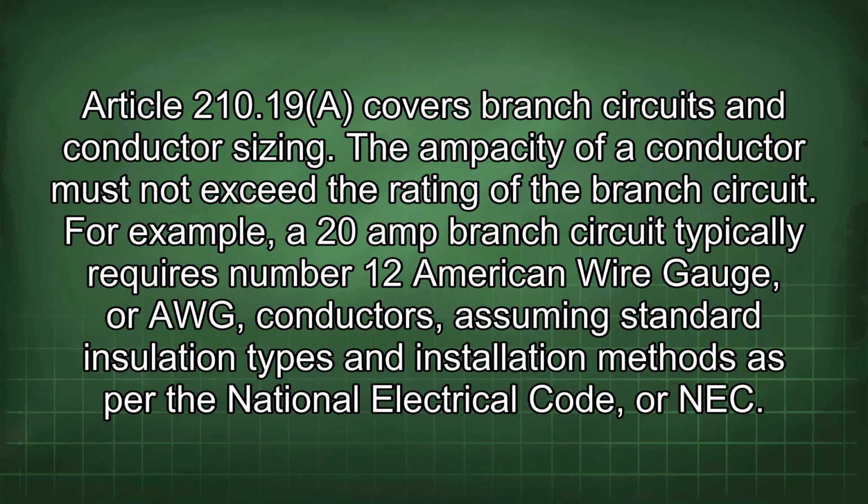Article 210.19 covers branch circuits and conductor sizing. The ampacity of a conductor must not exceed the rating of the branch circuit. For example, a 20 amp branch circuit typically requires number 12 American Wire Gauge, or AWG, conductors, assuming standard insulation types and installation methods as per the National Electrical Code, or NEC.